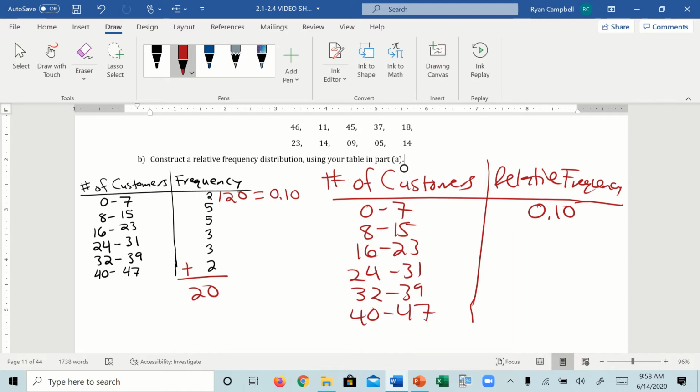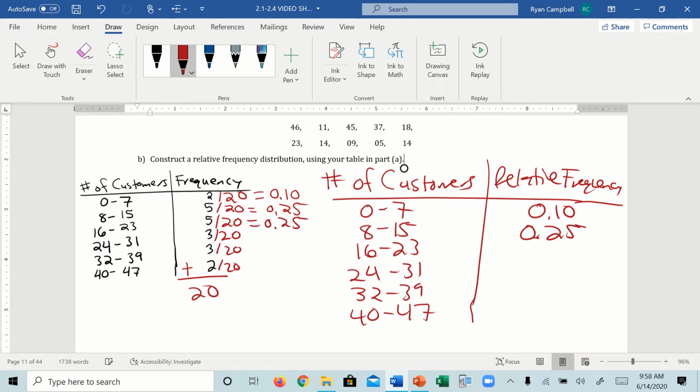There were 5 days between 8 and 15. What percentage is that going to be? Again, you do 5 divided by 20, and you get 0.25. So 25%. If you notice, that's just what we're doing. Hopefully this isn't hard. We're just finding the percentages. We just divide by 20, divide by 20.